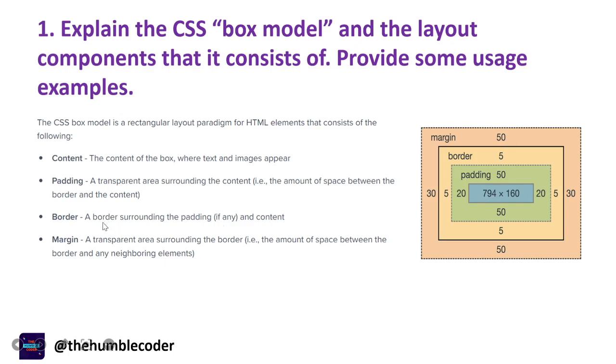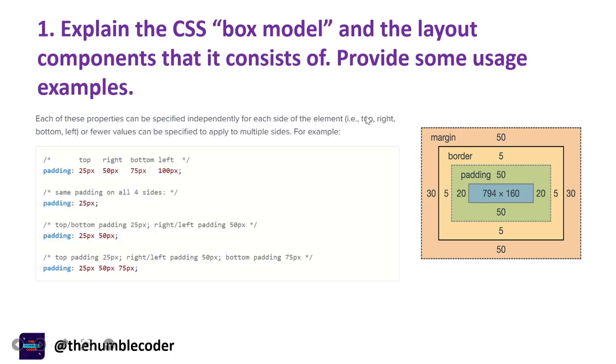Next that we have is border, a border surrounding the padding and content. Okay, so border surrounds what? Border surrounds the padding. So you can see this is the border. Last is the margin, a transparent area surrounding the border, that is the amount of space between the border and any neighboring element, which means that the transparent area which surrounds the border is called margin. So this is the margin, that is the outermost part. Okay, so this is majorly called the CSS box model, and it is very helpful while we style our HTML code using CSS.